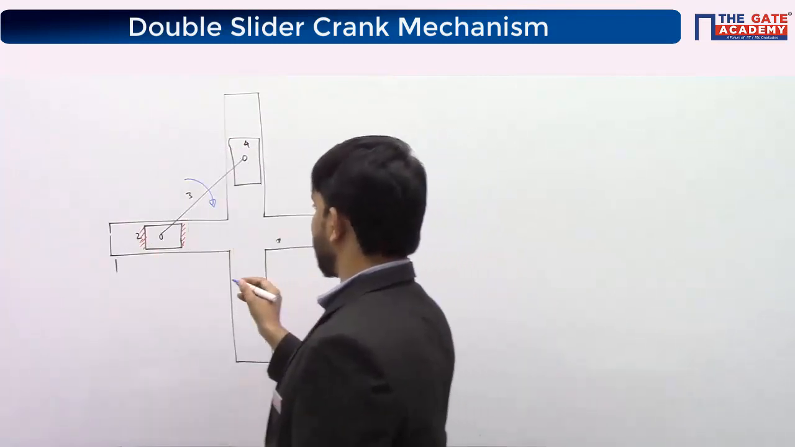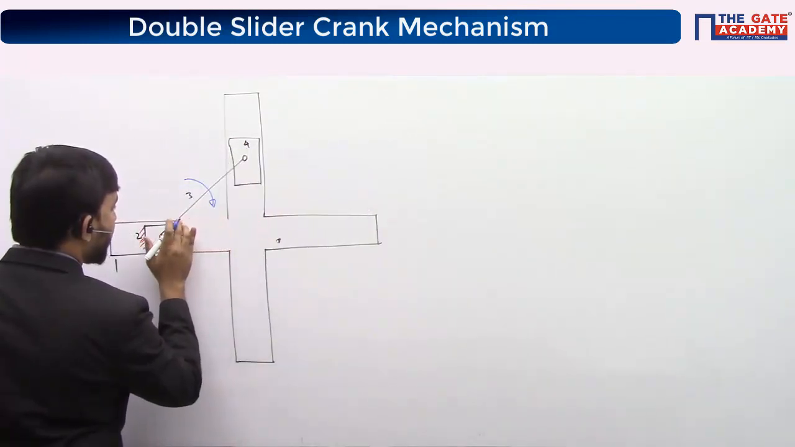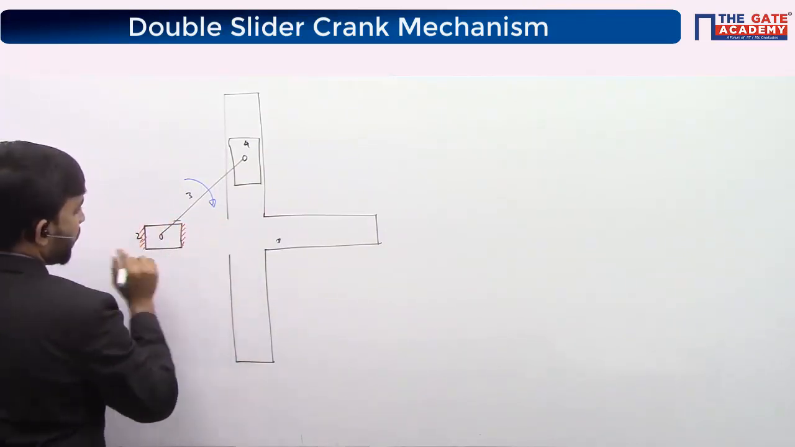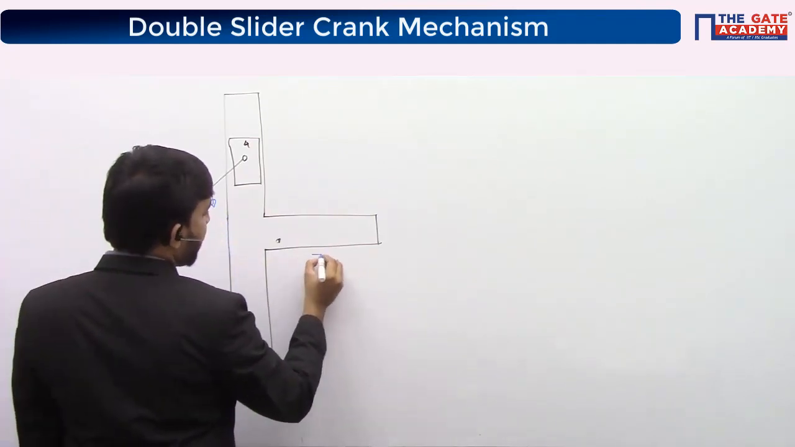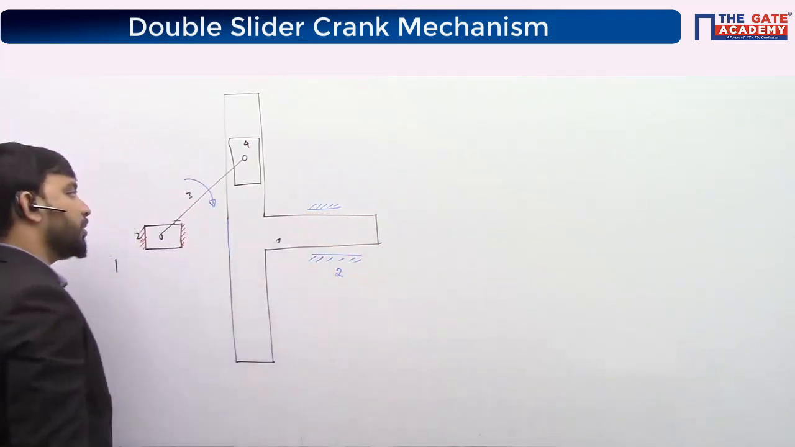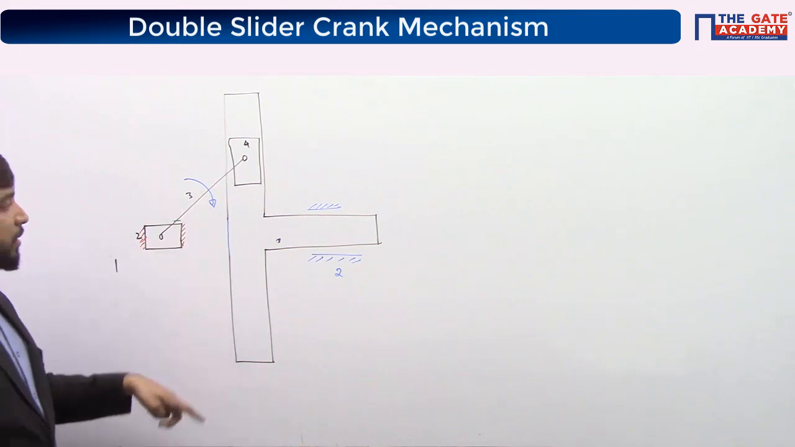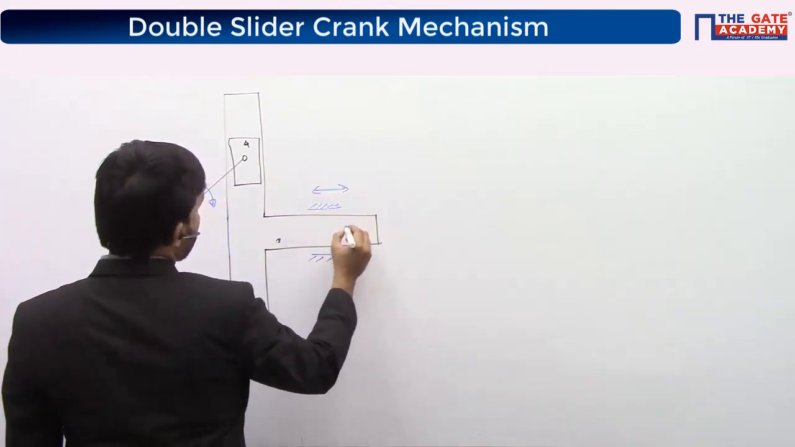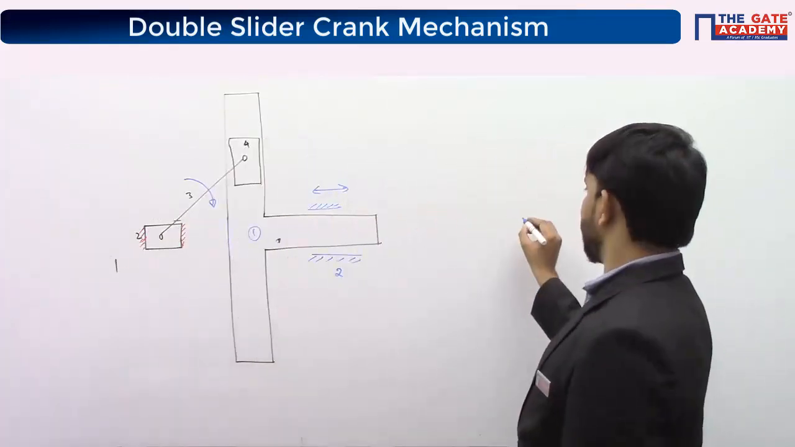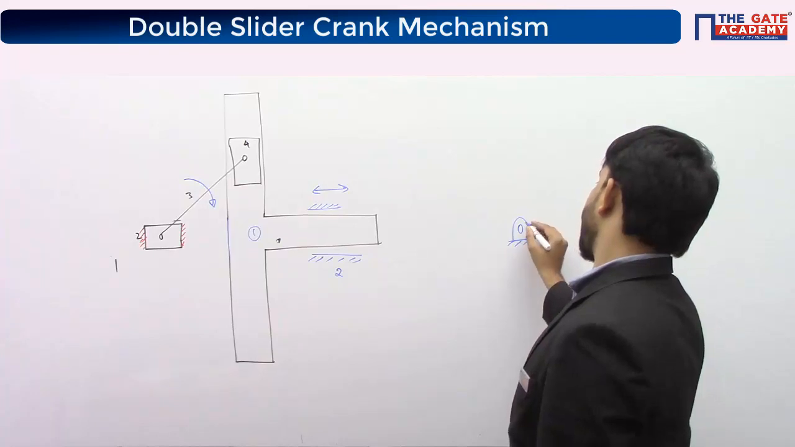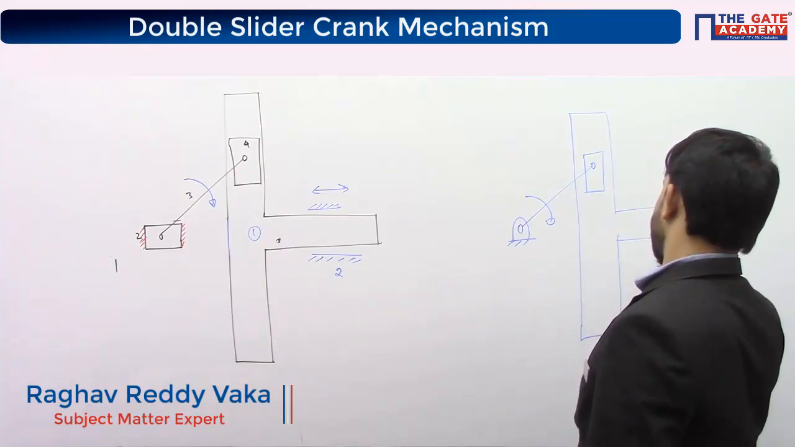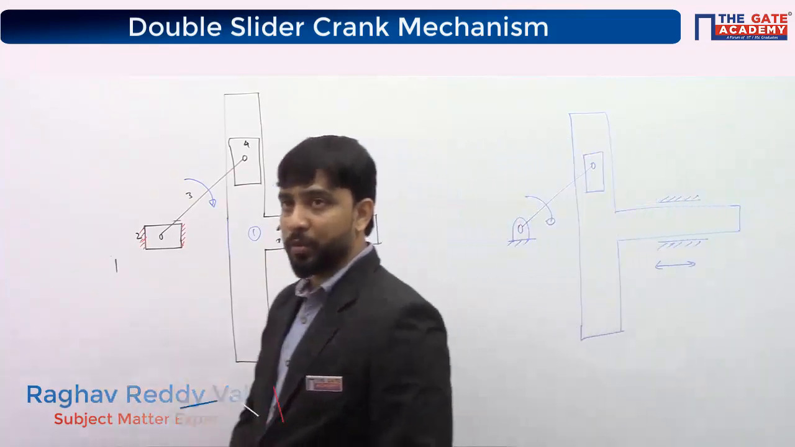So I'm slightly changing the shapes, okay? I'm removing this. This is link number 1. So link number 1 was supported by link number 2, okay? This fixed portion is link number 2. You can imagine this, as you rotate this, link number 1, the guide, it will be reciprocating, okay? So basically the mechanism looks like this. When you rotate this link, this bar will be undergoing a reciprocating motion.